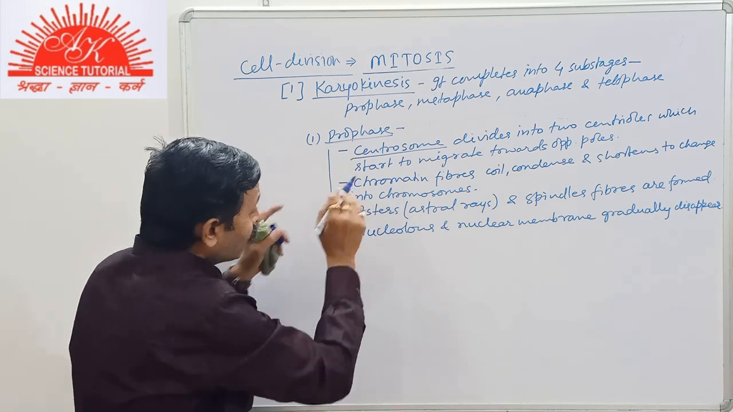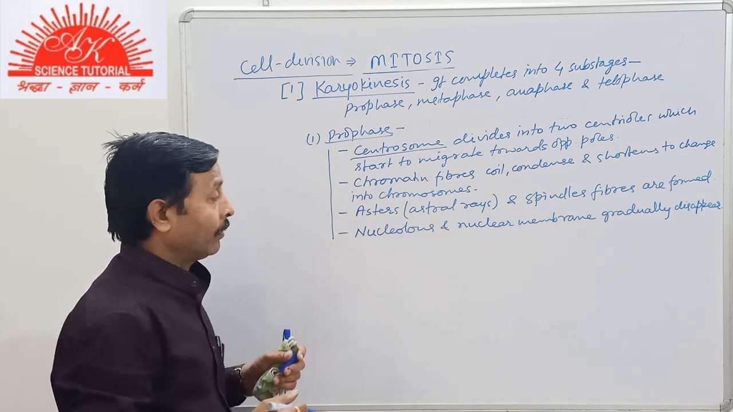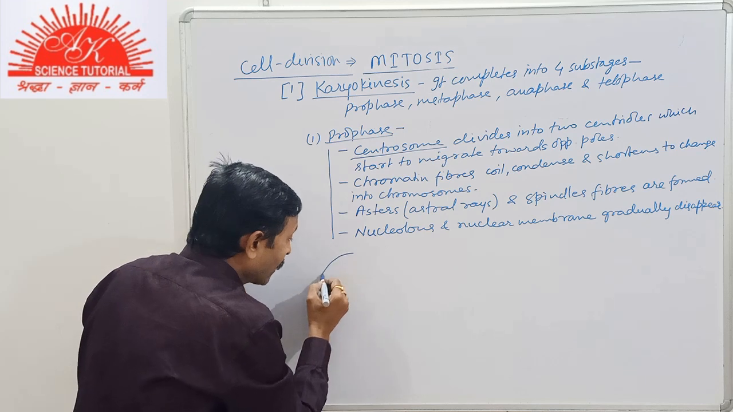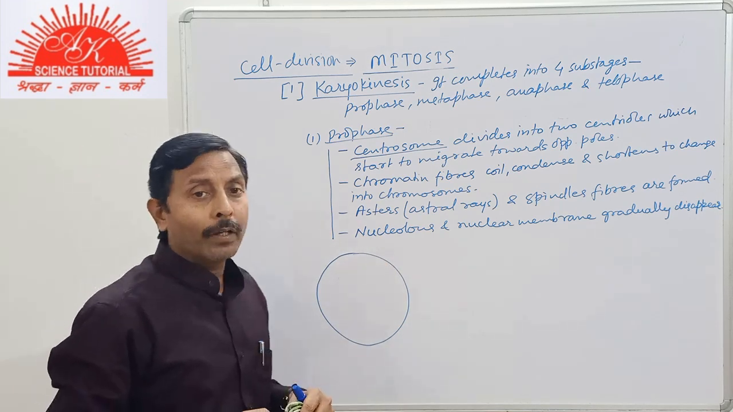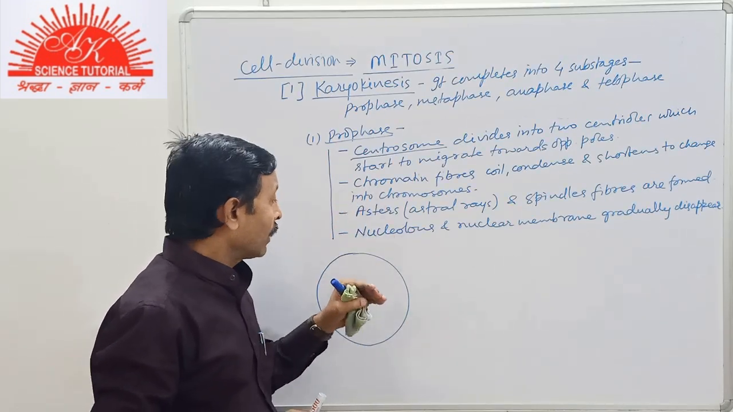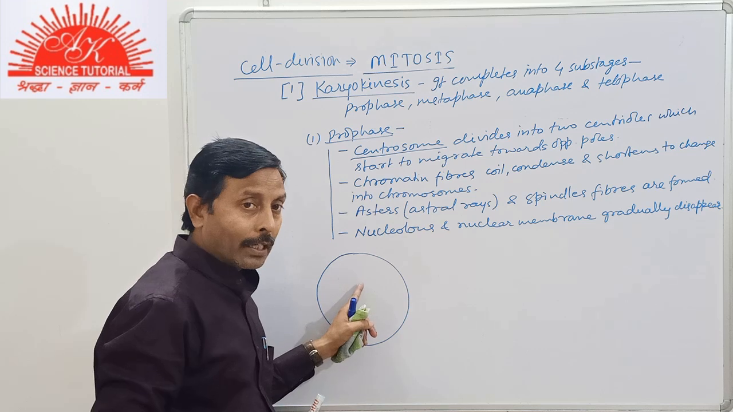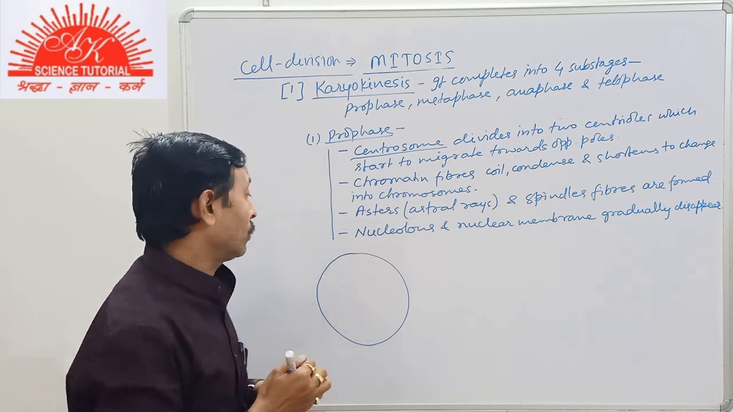This can be explained with the help of a diagram, like you see. First of all, we are explaining with the help of an animal cell. In physiology, we have to study about human beings. So, we are taking an animal cell, and at the end, we will compare it with a plant cell also.